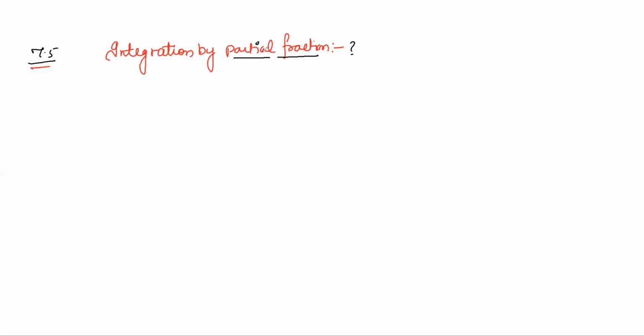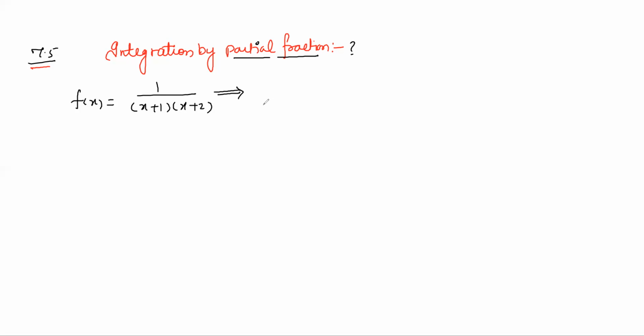Now, partial fraction is related to a different form of your given function, where the fraction will be divided into two parts. Suppose I have one question like this: the function is given as 1 upon (x plus 1)(x plus 2). Now I want to write this function in terms of partial fractions, which means in terms of two parts.